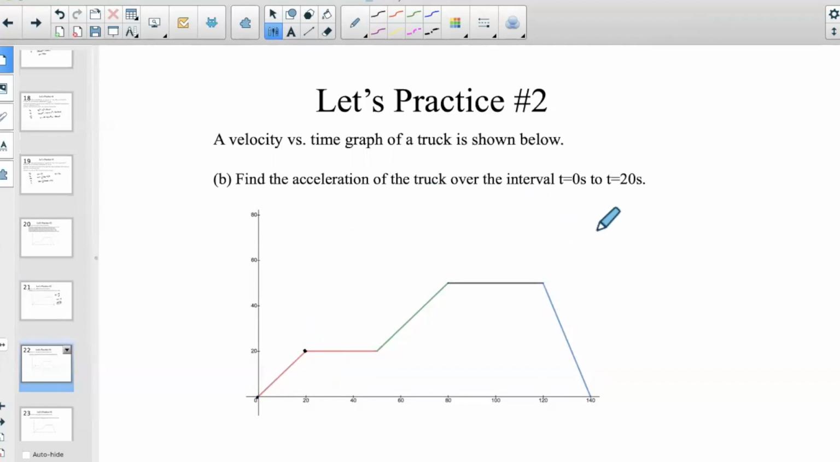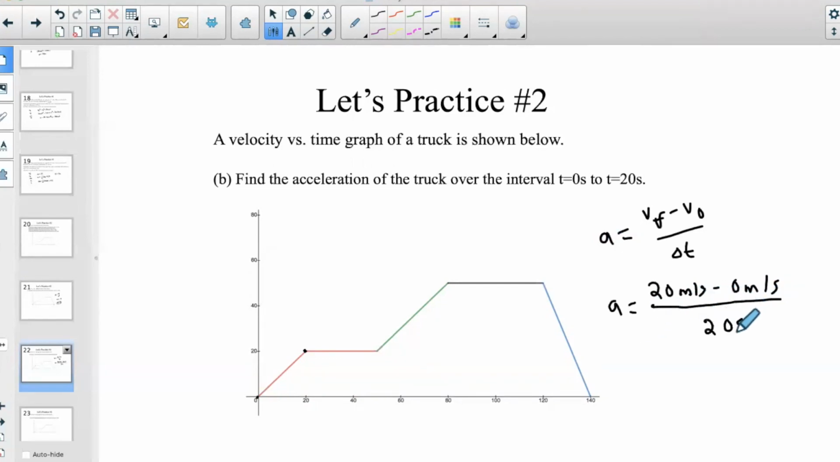So just like we could use the slope formula, we can similarly use the same formula in the last equation. Acceleration equals the final velocity minus the initial velocity over the change in time. And so if we just plug in our values, the acceleration equals 20 meters per second minus 0 meters per second over the change in time, which is 20 seconds. And so we get that our acceleration is 1 meters per second squared.